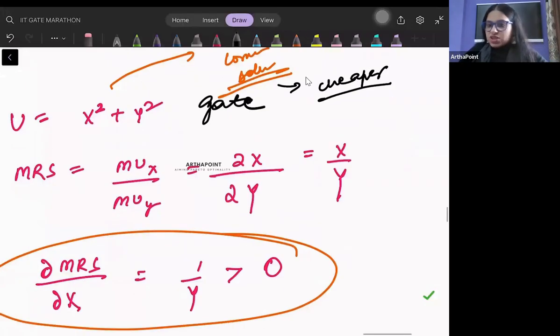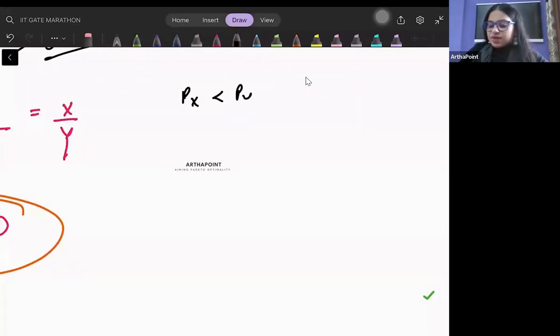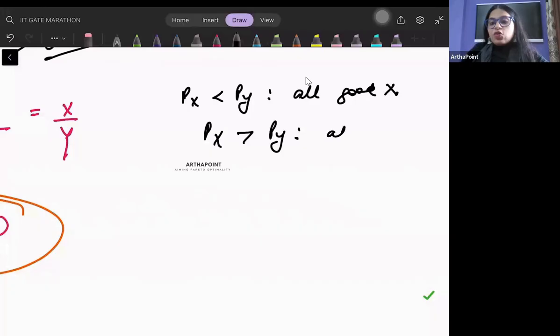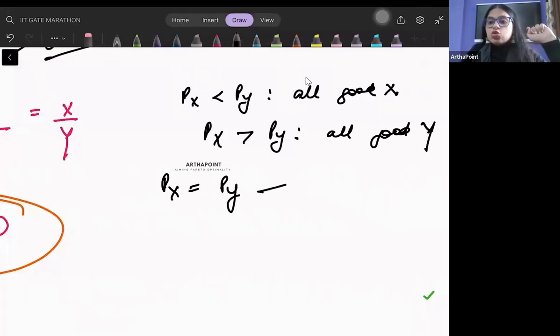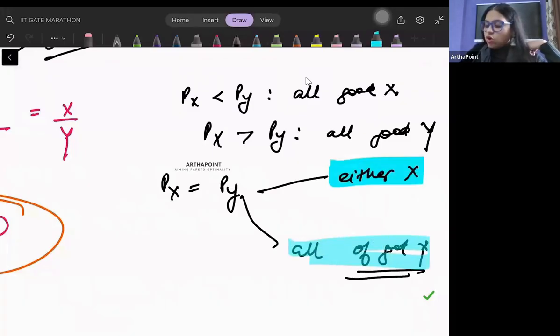So अब मेरे को पता चल गया that there is increasing MRS. So if PX is less than PY, I will consume all of good X. If PX is greater than PY, all of good Y. But if PX and PY are equal also, then either all of good X or all of good Y. Combination नहीं consume कर सकते हैं. Either you will consume all of good X or you will consume all of good Y, but not both.